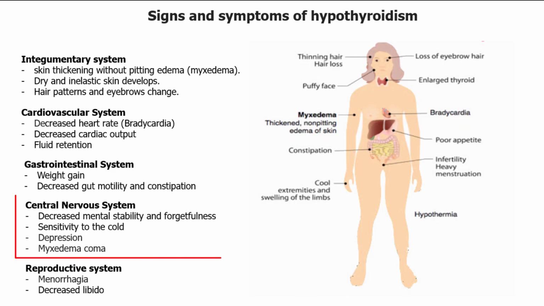In terms of the central nervous system, there is a decrease in mental stability and forgetfulness with slow intellectual process. Feeling cold and depression are very common symptoms of hypothyroidism. And in severe cases, these effects can progress to what is called myxedema coma, which is severe hypothyroidism that can cause a loss of consciousness, and hypothermia, that is low body temperature. In terms of the reproductive system, there is menorrhagia, that is excessive menstrual loss, and decreased libido and infertility.